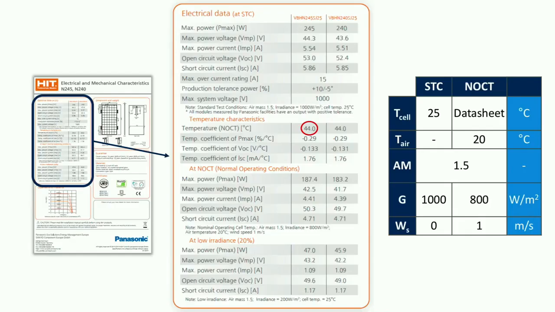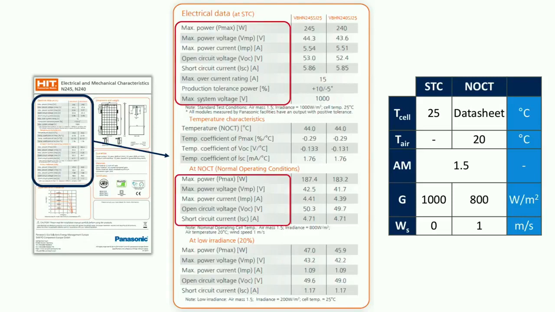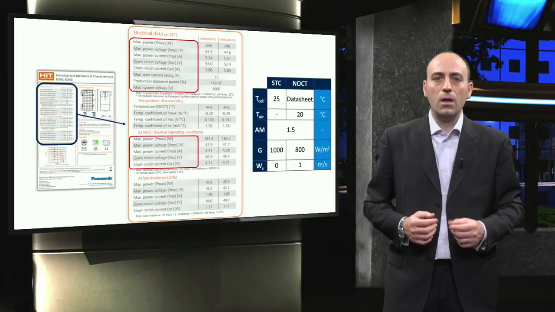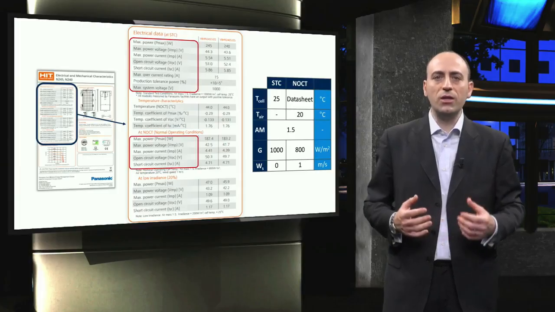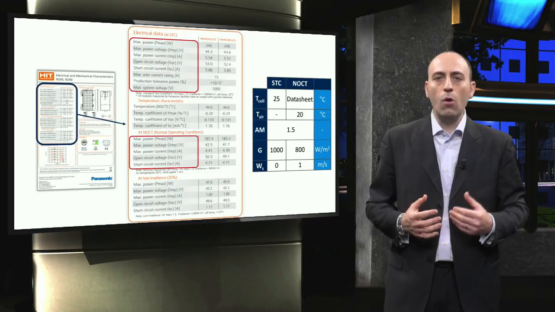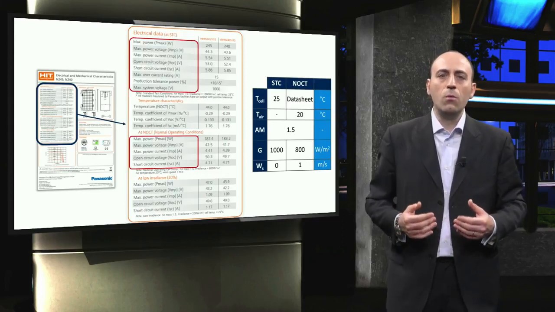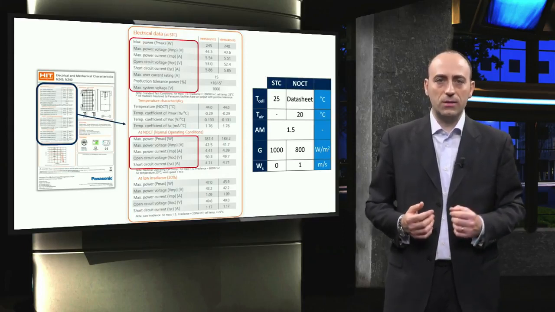Having defined both the STC and NOCT, let's focus on the electrical data of the module. The power, the voltage, and the current at the maximum power point, the open circuit voltage, and the short circuit current. For the STC, also the maximum current and system voltage are reported for safety reasons, as well as the production tolerance power. This last parameter specifies the range within which the PV module will either overperform or underperform with respect to its rated power at STC.